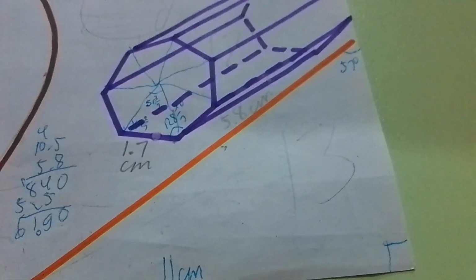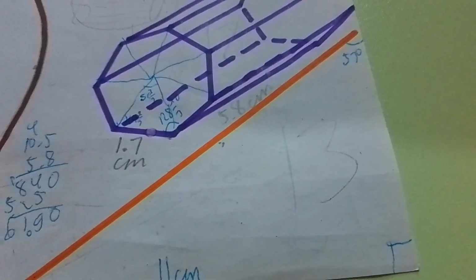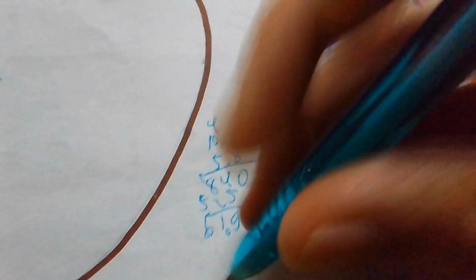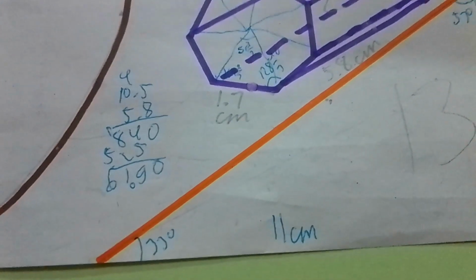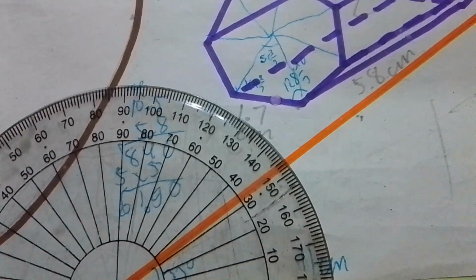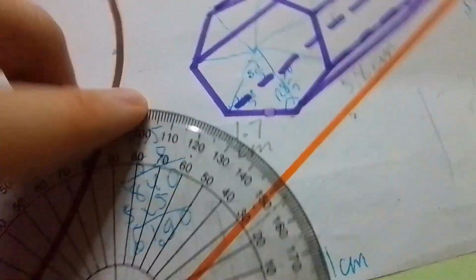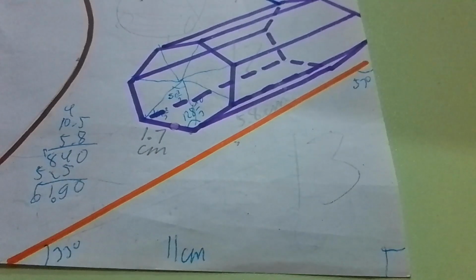90 plus 57 is 147. 180 minus 147 equals 33. So, therefore, the remaining angle must measure 33 degrees. Double checking with the protractor. Yes, correct, 33.